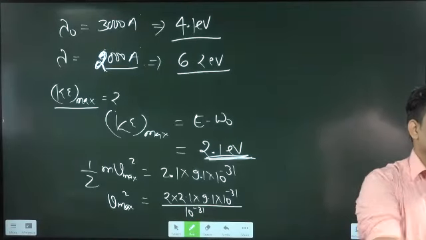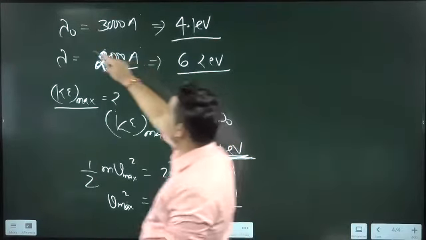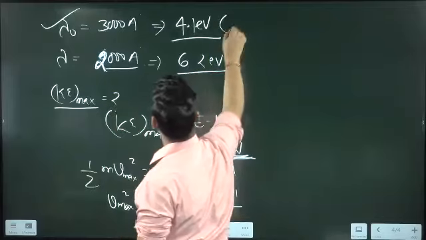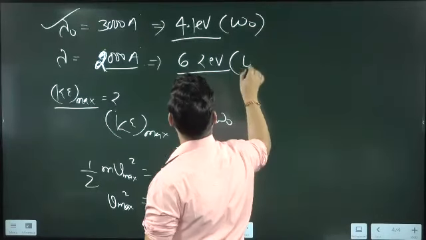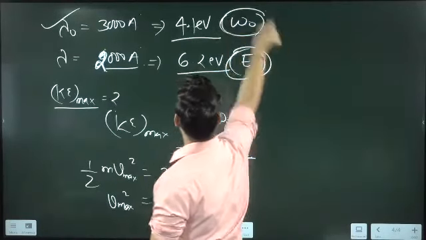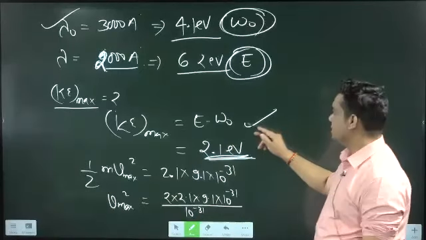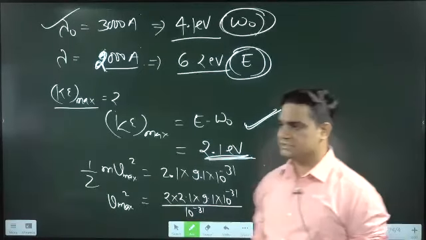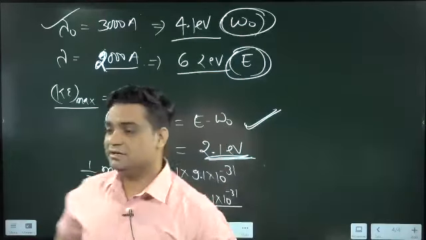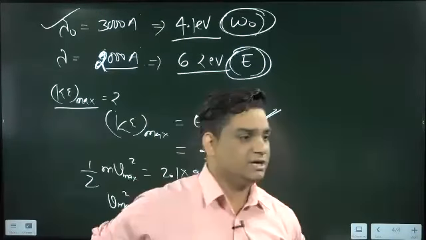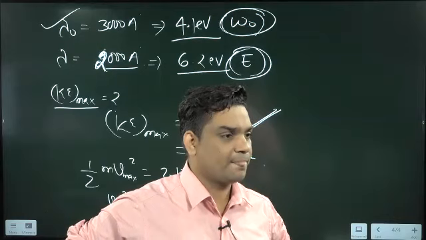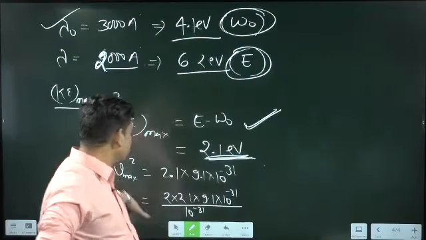So this is the lambda naught threshold, and this is the work function here. This is the E, and this is the W naught. So we can write K max equals E minus W naught, and then we got this answer. And 10 power minus 19 is the charge, mass will be 10 power minus 31, the mass of the electron.